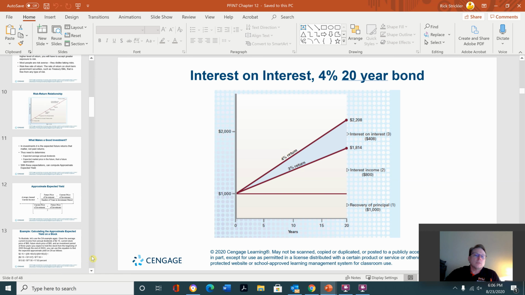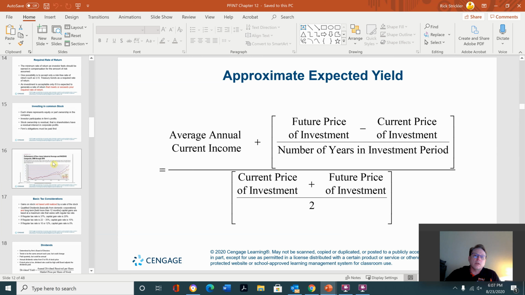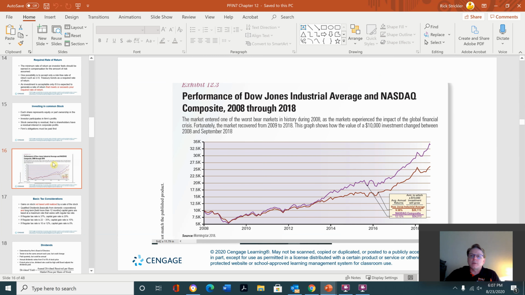Okay. Almost out of time. Let me look at this one real quick. Approximate expected yield: average annual current income plus future price of investment minus current price of investment divided by the number of years of investment, all of that divided by the current price of investment plus future price of investment divided by 2. Okay? You can do the same thing just looking it up on an app. It's much easier that way.